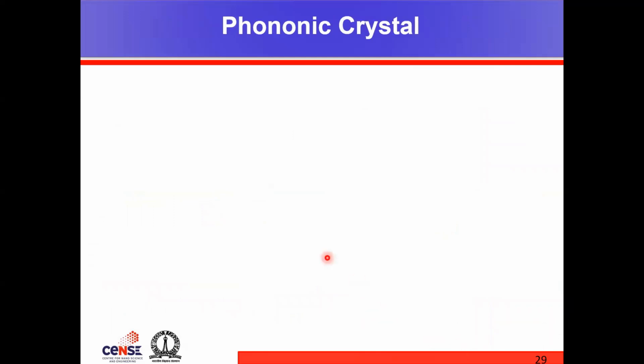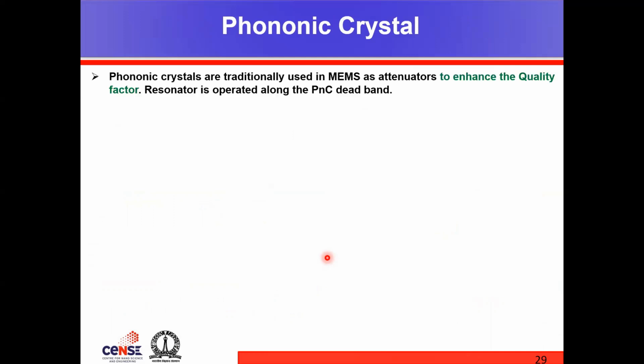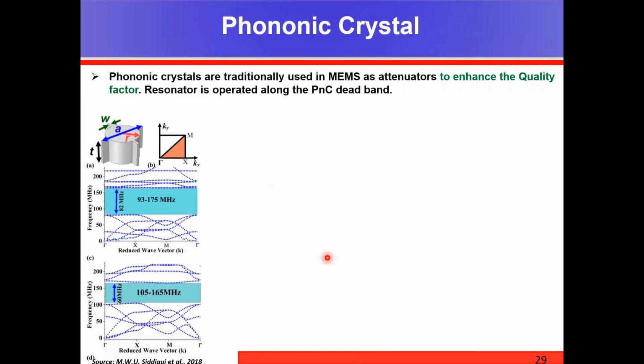Next, what we will be looking into is known as phononic crystals. Here we shall discuss engineered geometries that can have acoustic dead bands. This concept is basically known as phononic crystals, as the heading itself says. The PNC, also phononic crystals, are traditionally used in MEMS as attenuators. Now, what does that mean?